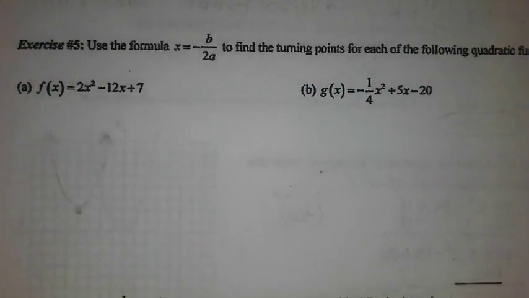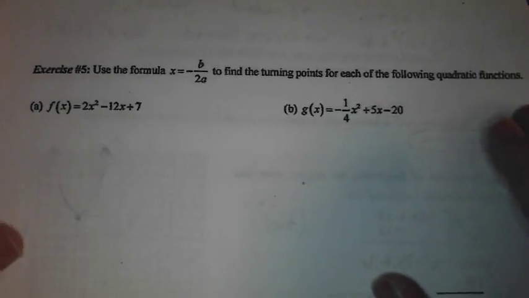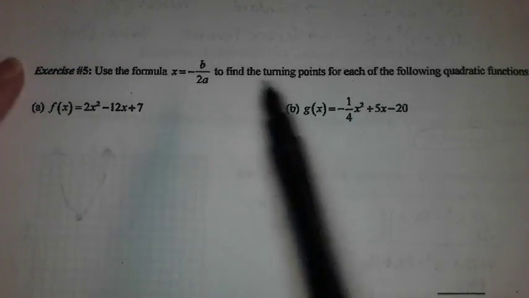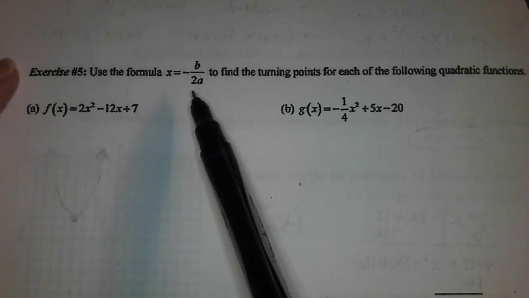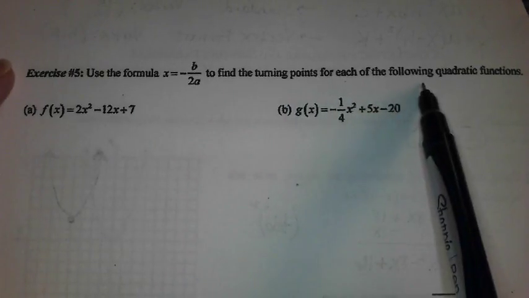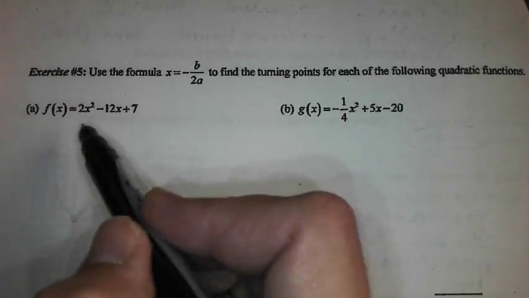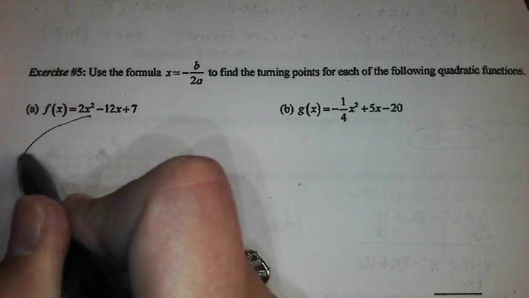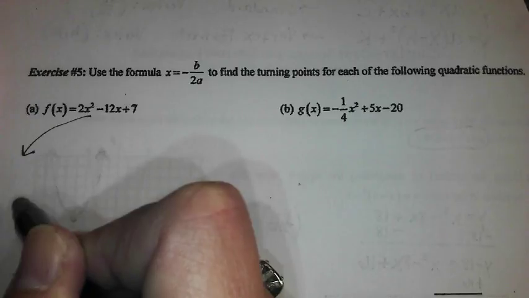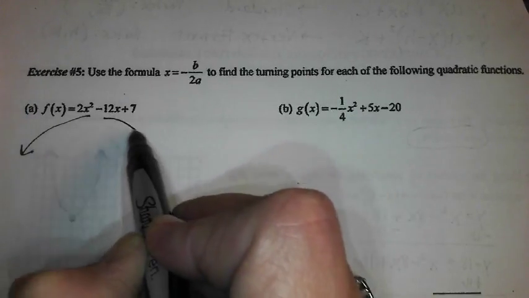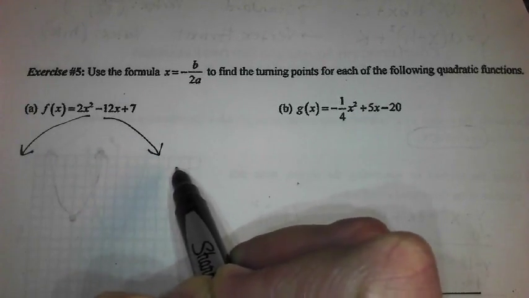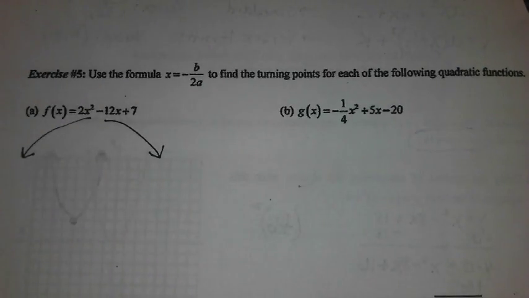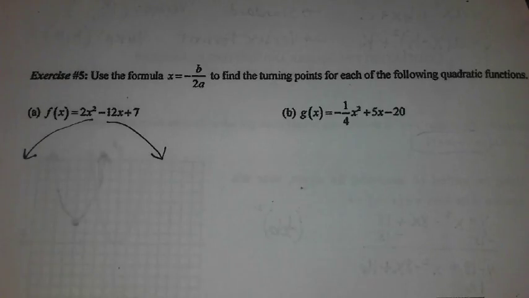Exercise 5 here, and let me tell you what the point of all of this is. It's telling us to use our negative b over 2a formula to find the turning points. Ideally, all I would do here is I'd use the negative b over 2a method to get the vertex, and I would also use the completing of the square method to get the vertex, and I would just be showing you that they're going to give you the same thing both times. Does that make sense?